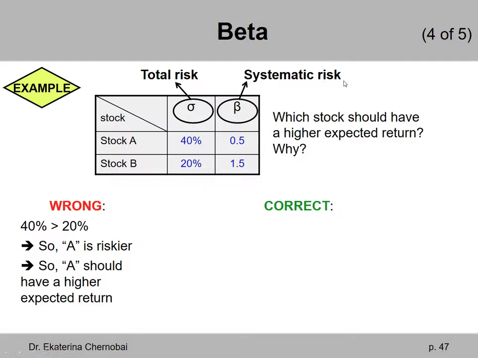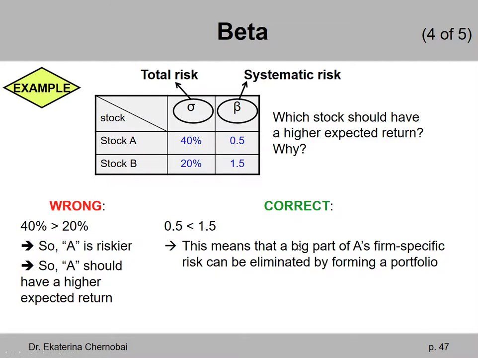This is the systematic risk, right? Or the non-diversifiable risk or market risk. And this is from the previous slides, the so-called systematic risk principle. This is really the only thing we should care about when we talk about high risk, high return, right? So by high risk, we should only focus on the systematic risk. Which stock has a higher systematic risk? Stock B, because 1.5 for stock B is higher than only 0.5 for stock A.